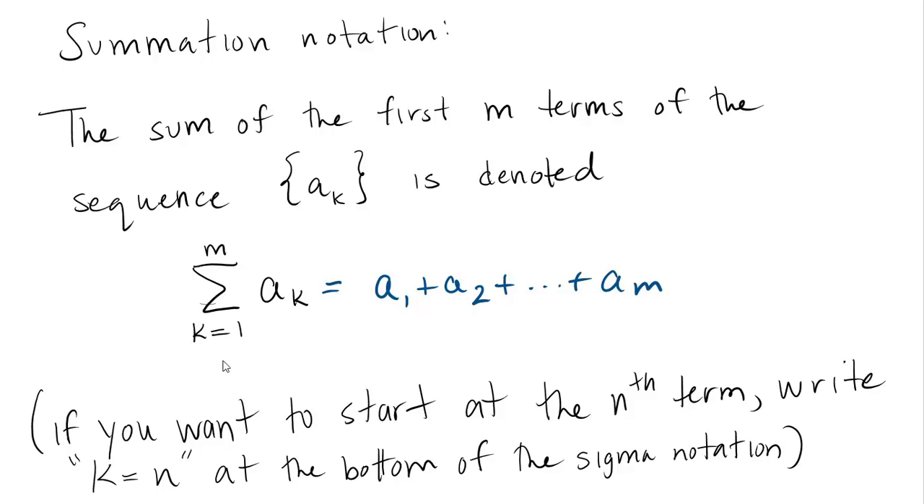If you want to start at some other term other than the first term, like suppose you wanted to start at the nth term, then you would just write k equals n at the bottom. So if you wanted to start adding with the third term, you'd write k equals 3 on the bottom. If you wanted to start with the 8th term, you'd write k equals 8 at the bottom. The bottom number tells you which term to start with, and the top number tells you which term to end with. When we talk about it abstractly, it seems complicated, but this actually isn't too hard.